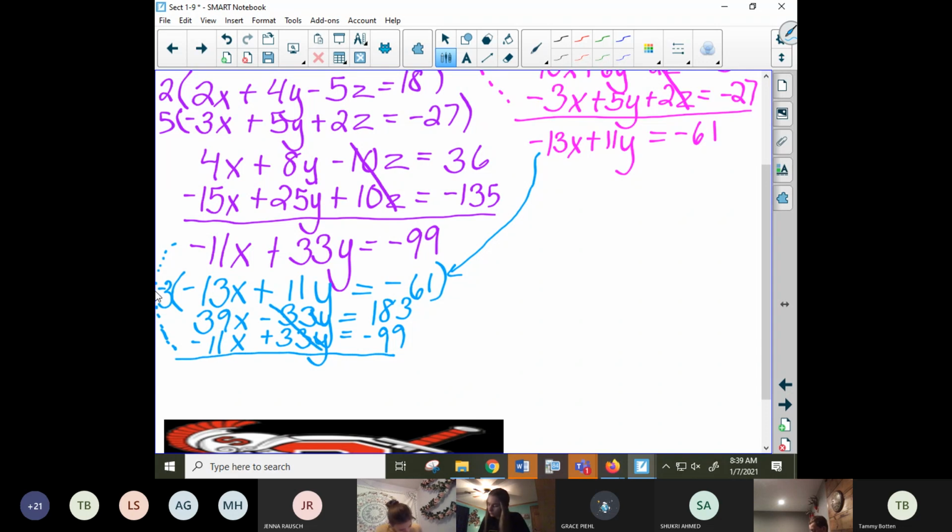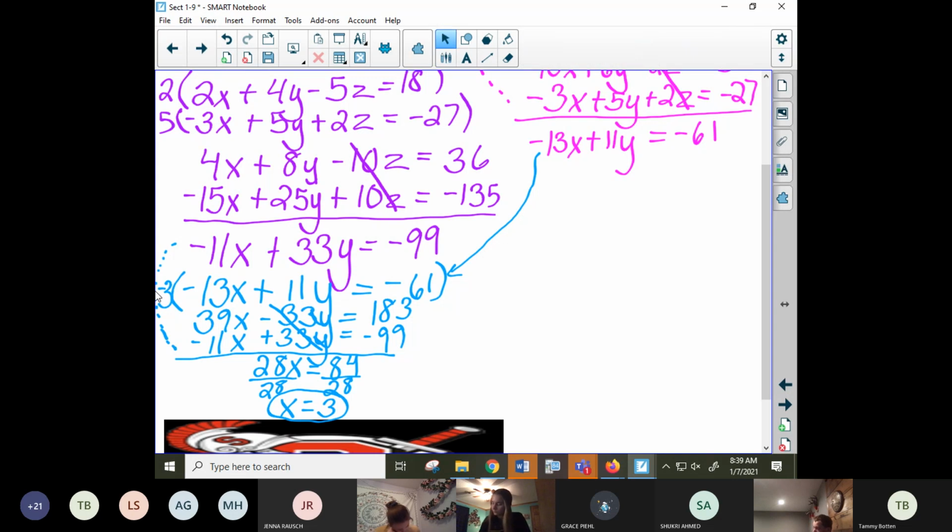39x minus 11x is 28x equals 183 minus 99 is 84. Divide by 28, and x is 3. So that's my x. All right.